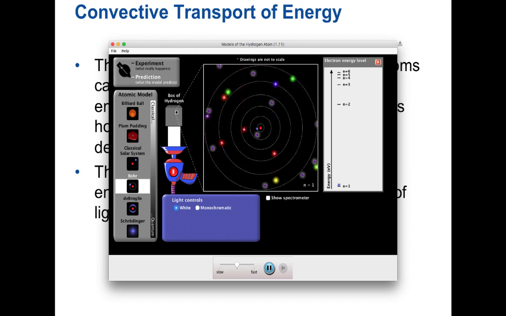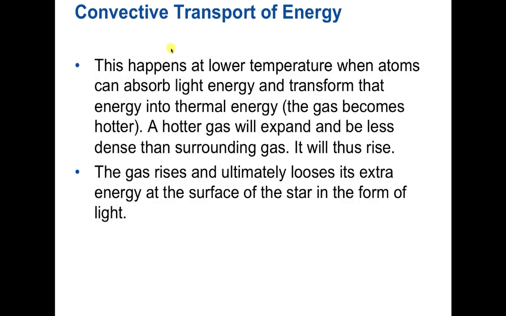So going back to this idea of convective transport, it means that at low temperature, because the atoms can absorb energy, the atoms will absorb light energy, and when they do that, that light energy will make the gas hotter, make the gas warmer. With a warmer gas, because it's absorbed this light energy, it will rise. The gas will normally expand, and as it expands, it becomes less dense. And when it becomes less dense, it rises. It goes up against gravity.